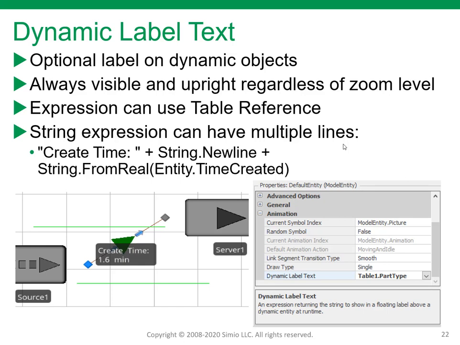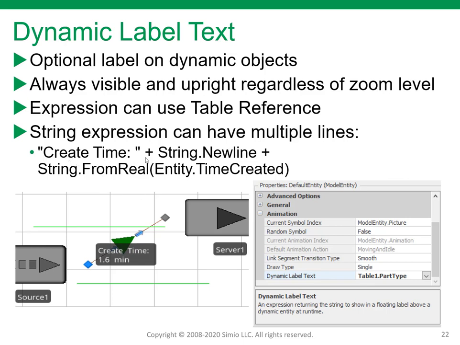So the last thing we'll look at in this video is the dynamic label text. This lets us create a label that is attached to dynamic entities. How this differs from floor labels or from status labels is that it's always visible and upright regardless of the zoom level. So I can zoom in, zoom out, and I can always see the label. I can also use expressions, and in this case I can use table references, which we see an example of here. The one I'm going to demonstrate in our model though is this one.